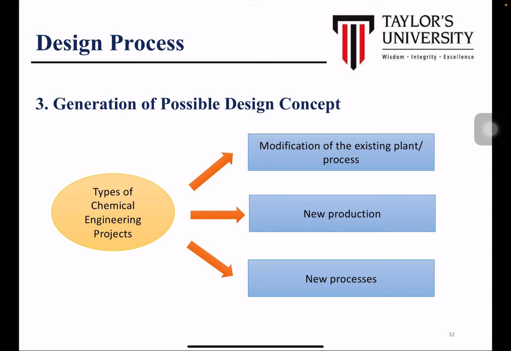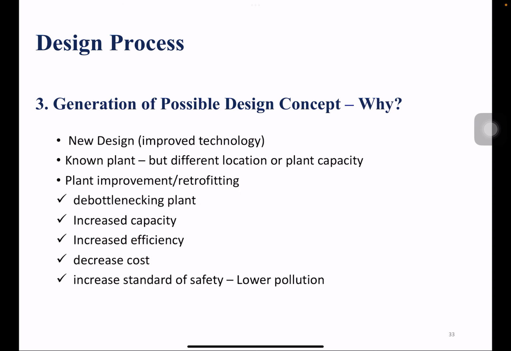So when we see generation of possible design concept, we again look into the three main approaches that we learned before: modifying the existing plant, new production, or totally new process. So why do we need to generate the possible design concept? Because we need to have an improved technology, not the outdated one.